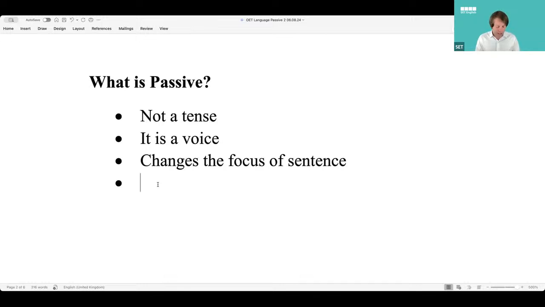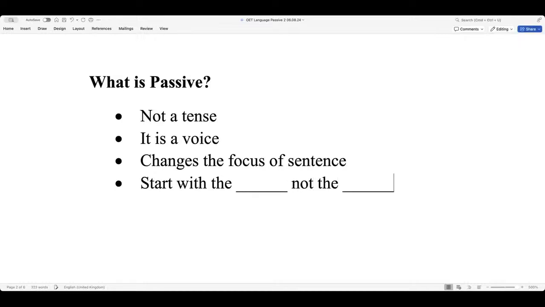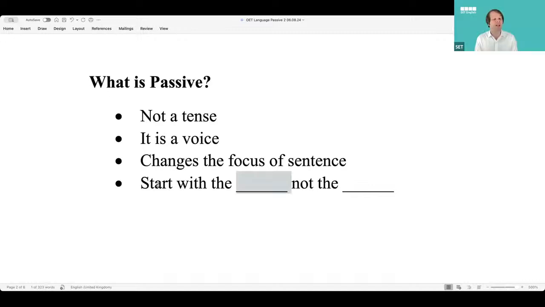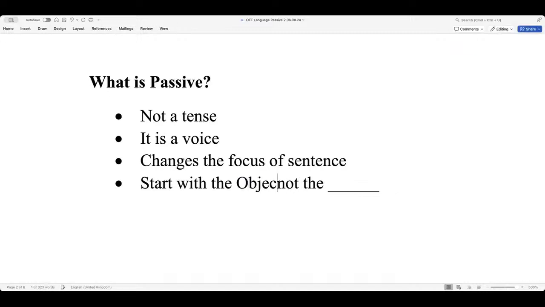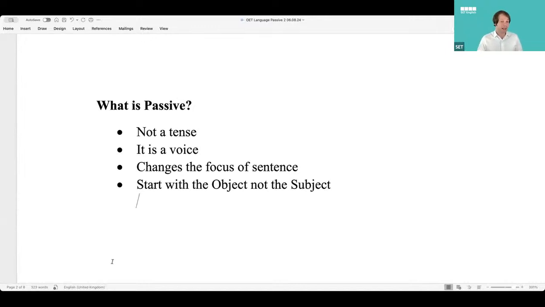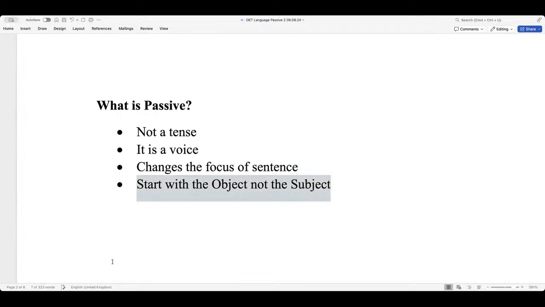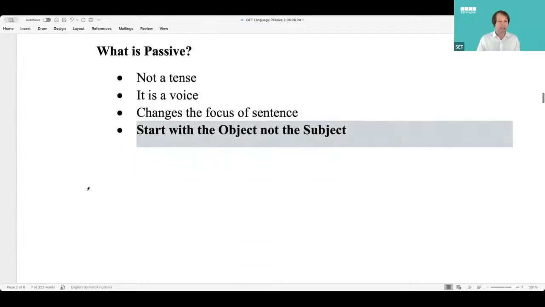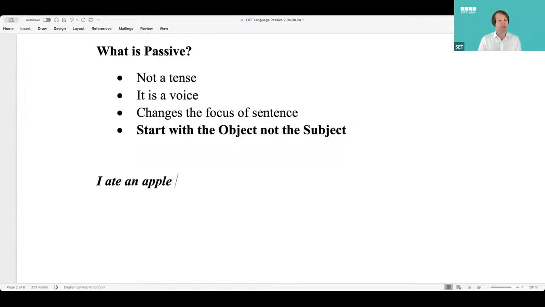I said something very important yesterday. I said we start with the what? Object. She's saying object. Is that right, guys? Yes. Start with the object and not the subject. We already talked about this yesterday. I'm just reviewing. This is the key thing here, right? So if I say, I ate an apple, right?